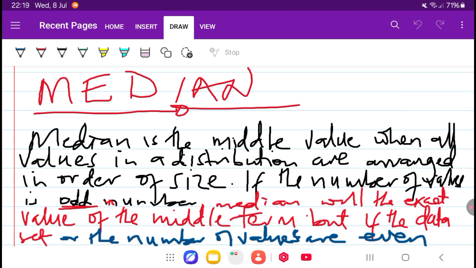So the moment you count and you find these odd, then you know the median is going to be in the middle. It's going to be that exact number that will be in the middle. But if you find that the data set that you are dealing with, or the number of observations or values, are even, then the median is going to be the average of the two middle terms or middle values that we have in the data set.